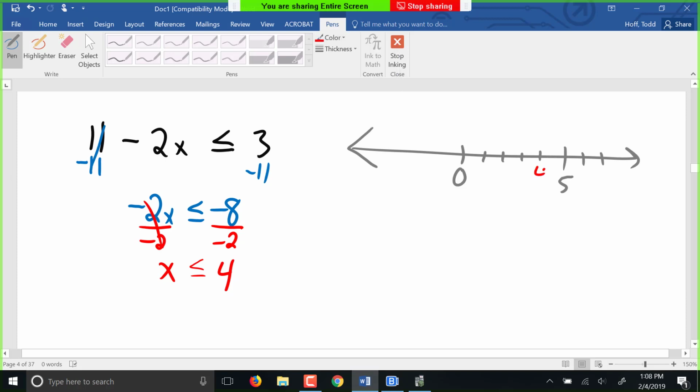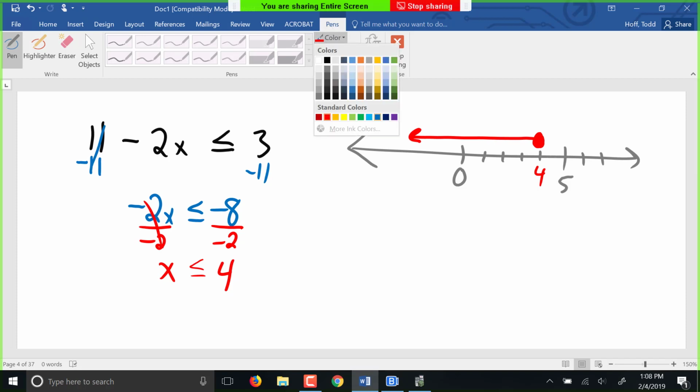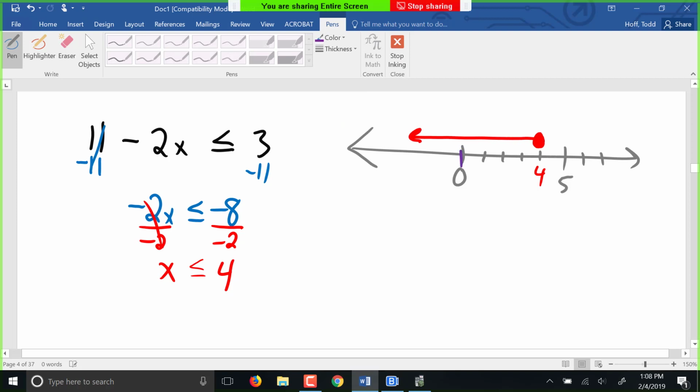Of course, here's the 4. Less than or equal to would be a solid dot pointing to the left. Less than would be to the left. But if I try 0 here, 0 is obviously in the solution set of my graph, so it should make this true. If it were outside the solution set, it should make it false.